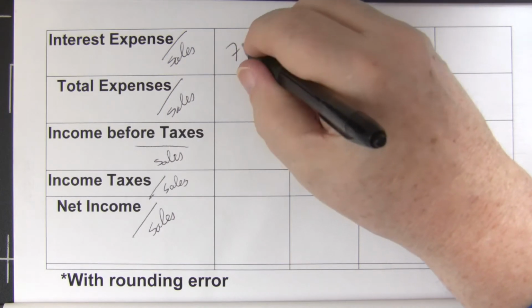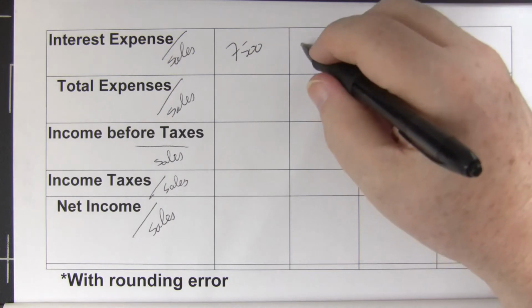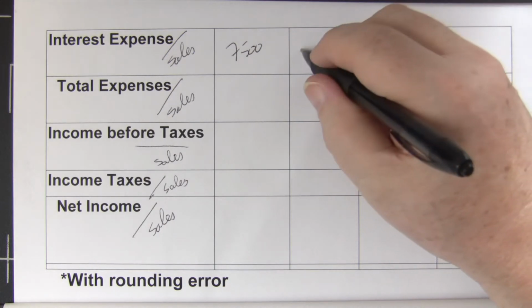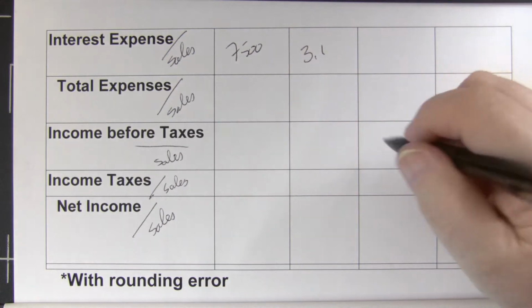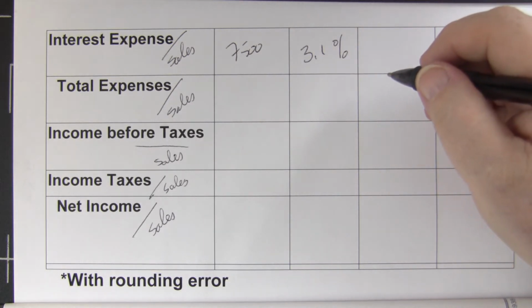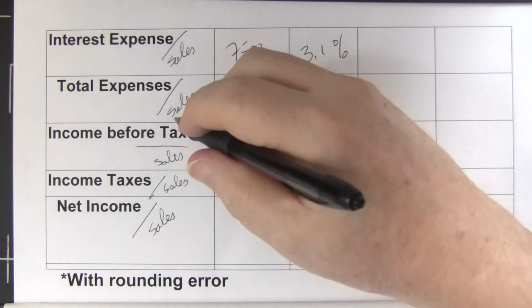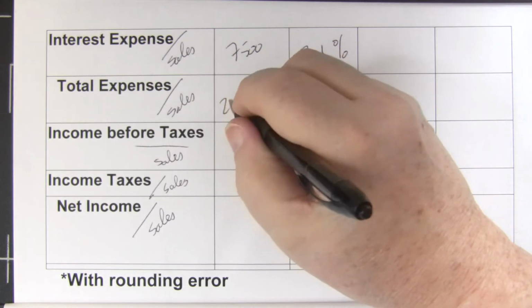$7,500. Divide by sales, 240,000. We come up with 3.1%. 3.1% of our sales covered our interest expense. Our total expenses, $225,000.